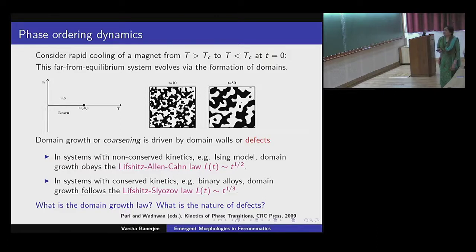So in systems with non-conserved kinetics, such as the Ising model, domain growth obeys what is called the Lifshitz-Allen-Cahn law. That is, L of t, the characteristic size of the domain, goes as t to the half. Whereas in systems with conserved kinetics, like in the binary alloy, domain growth follows what is called the Lifshitz-Slyozov law. So this is the t to the 1/3 law. Okay? So in most of these problems of coarsening, these are the important questions: what is the domain growth law and what is the nature of defects?